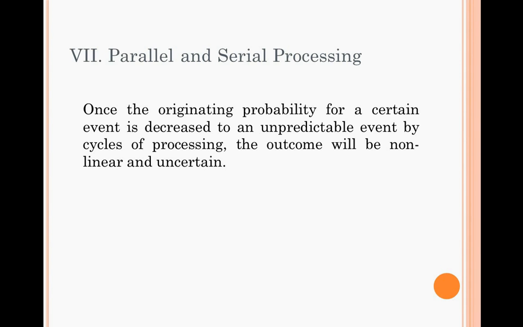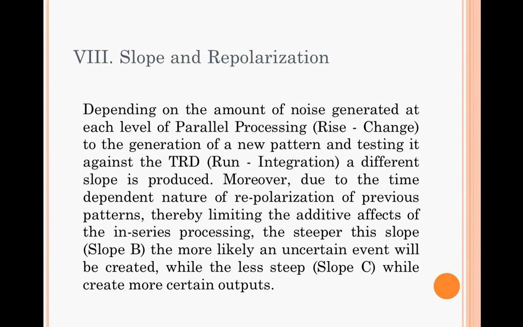So let me just read this for you. Once the originating probability for a certain event, or an unpredictable event, is decreased by the cycles of the process, the outcome will be nonlinear and uncertain. This was mentioned in the previous presentation about entropy. So this entire system, whenever you have something that is separate from the environment and regulating itself, is going to be de facto nonlinear, but also when you have enough of a change in the probability from the original state, it can also become uncertain. So we're going to go into this one as well.